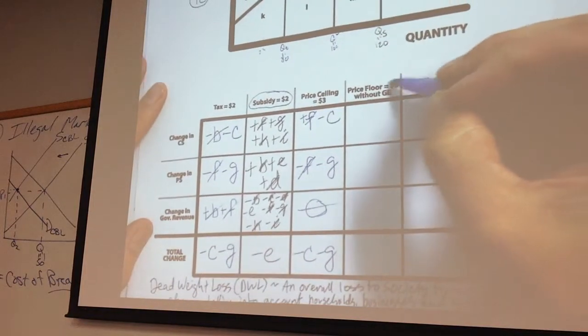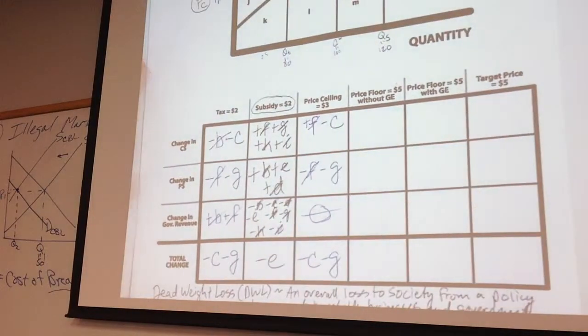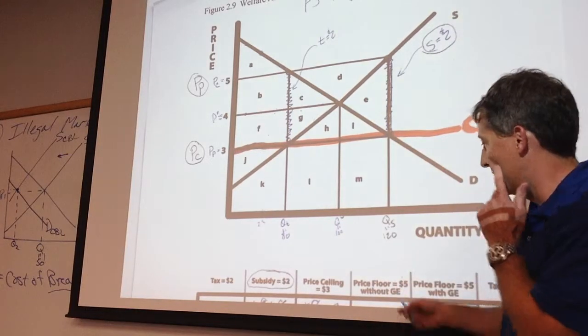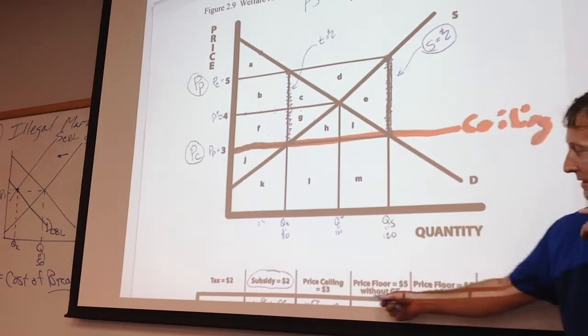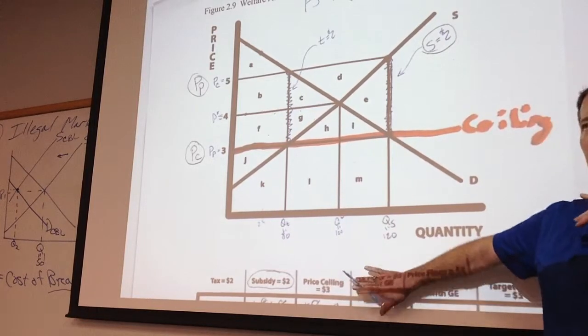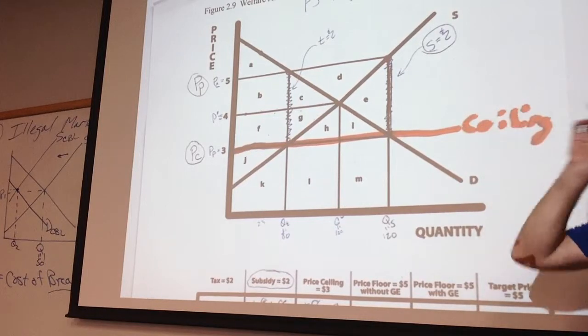All right. New one for you. Price floor, $5. So kind of erase all the other stuff. We're back to a free market. And now let's impose a price floor. What this is kind of to counter this one, without government expenditure. In other words, this price floor is just like what we did before. The regular old price floor, $5.